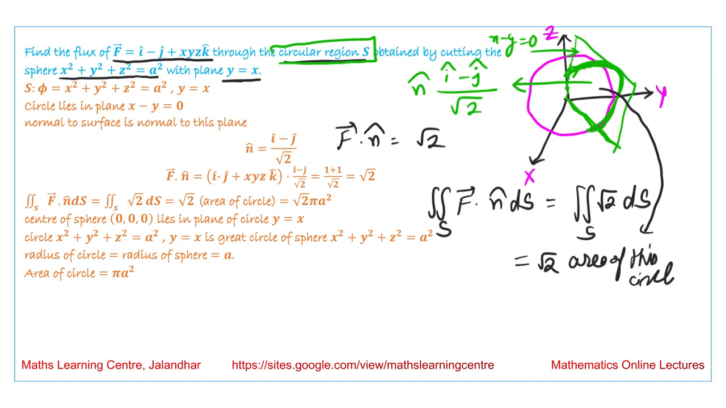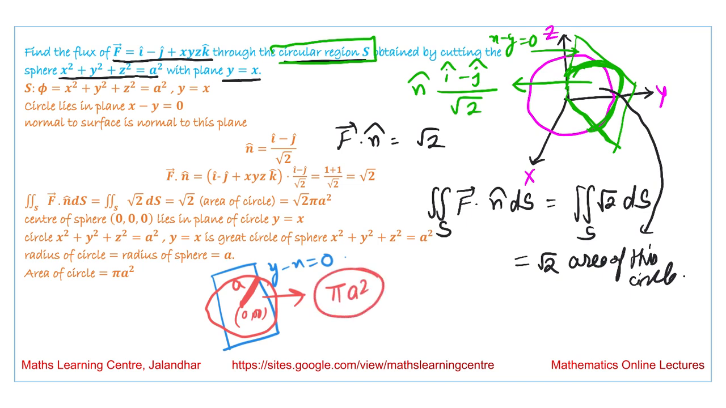Now to evaluate the area of this circle, this is the plane y minus x equal to 0, and the center of the sphere lies on this plane, and the sphere passes in this way. So the radius of this circle is equal to a, and the center lies at the point 0, 0, 0. So the area of this circle will be given by pi a square.